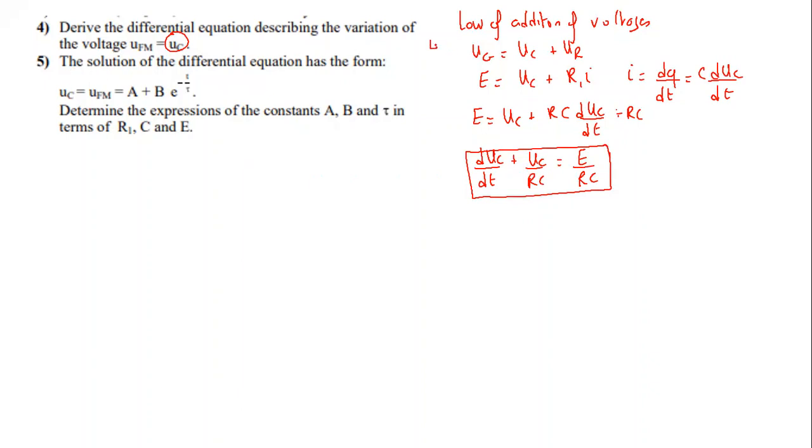Part 5, so this is 4. The solution of the differential equation has the form, this is the form. Determine the expression of the constants A, B, and tau. Since this is a solution, this means it verifies the differential equation. So we have UC, but we still have to find duC over dt.